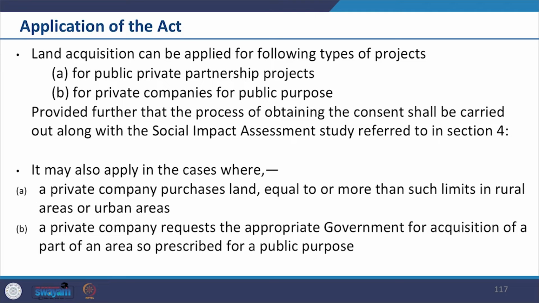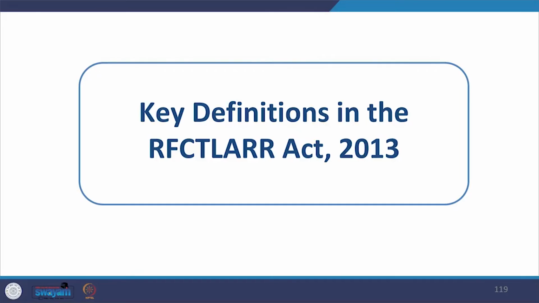We also see that it may apply in cases where a private company purchases land equal to or more than such limits in rural areas or urban areas, or where a private company requests the appropriate government for acquisition of a part of an area so prescribed for the public purpose. Now, moving forward, we will look at some key definitions as given by the Act. These are not all which we cover here. For the detail, you can look into the Act. We only pick up a few selective definitions here.